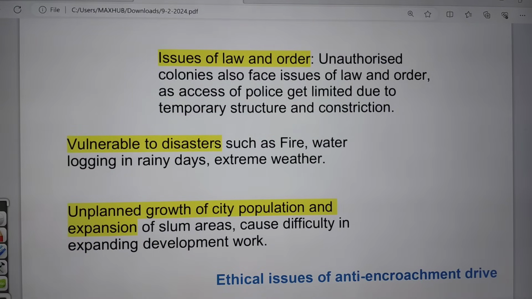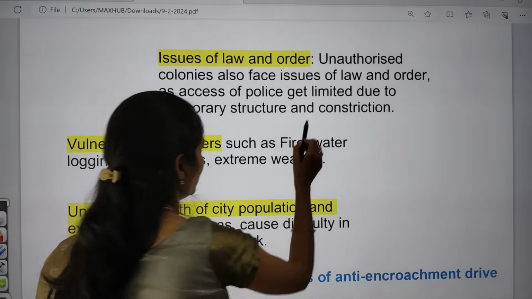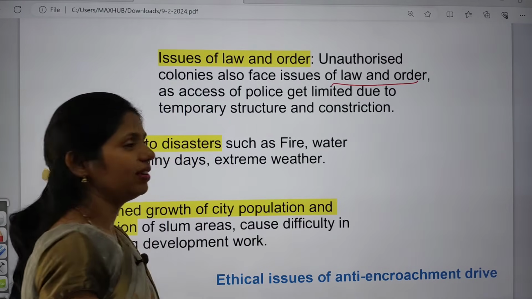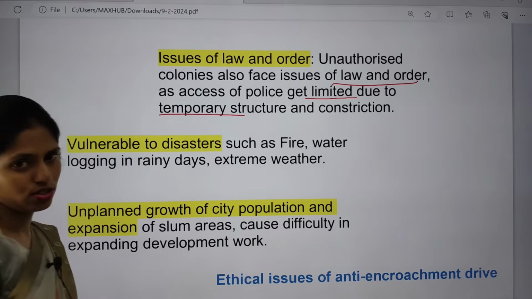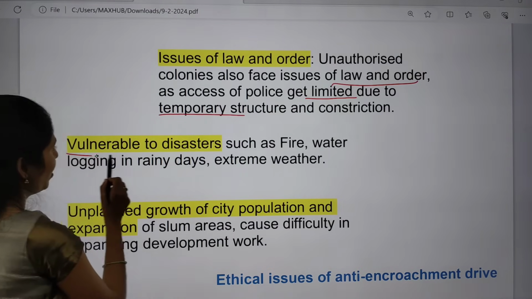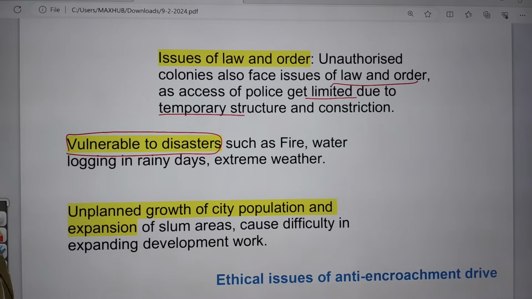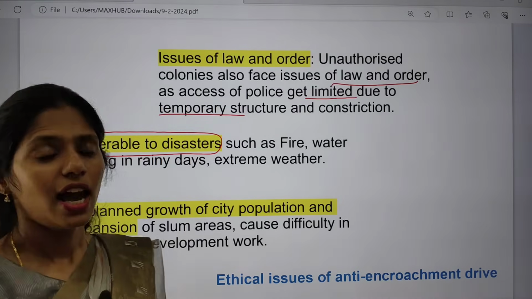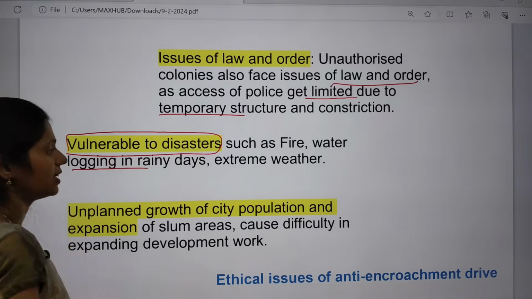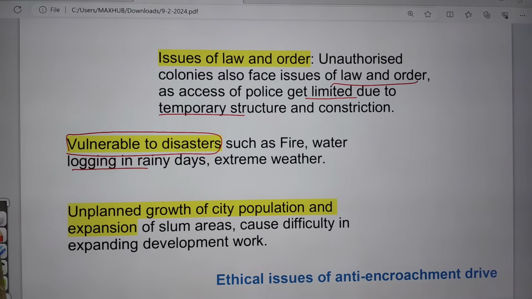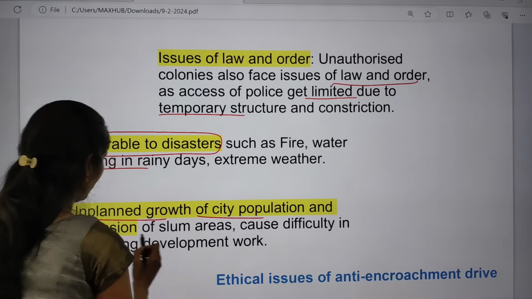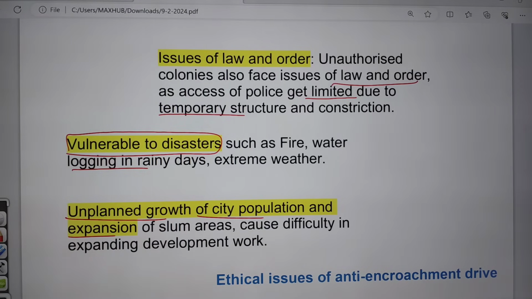When unauthorized colonies come up, they face issues of law and order. Even police access gets limited because of temporary structures and constriction. They will also be very vulnerable to disasters like fire because of lack of proper amenities, as well as water logging in the rainy season because of lack of a proper drainage or sewage system. Extreme weather is also one important problem they will face. The next one is unplanned growth of city population and expansion of slum areas. They cause difficulty in expanding developmental works.